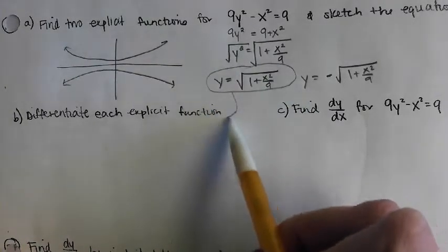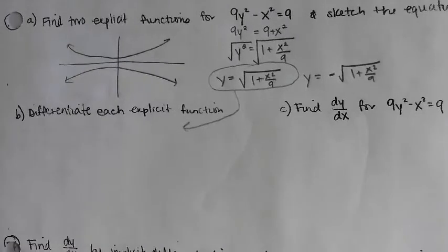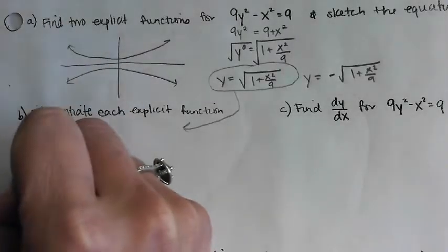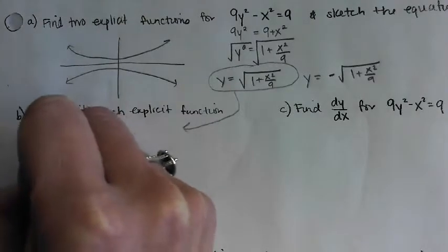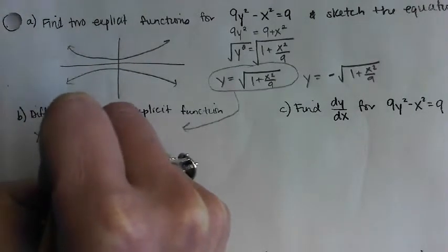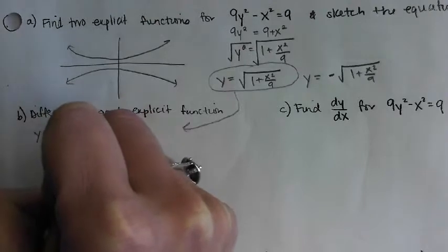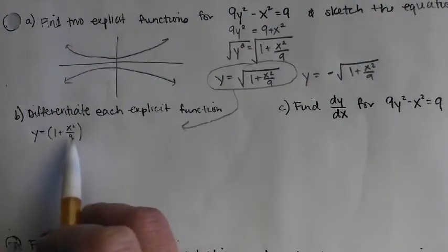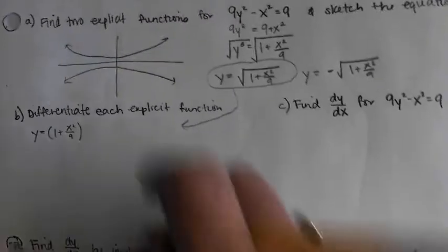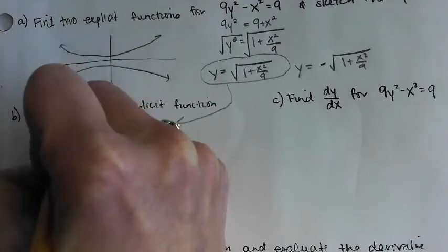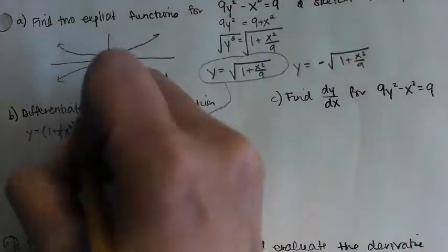So given that this is a function, I'm just going to differentiate it as I typically would. So I'm first going to rewrite it as 1 plus x squared over 9. Would you rather write that as 1/9 x squared? So it doesn't look like a quotient rule type of thing. I'm going to do that. I'm going to do 1/9 x squared to the 1/2 power.